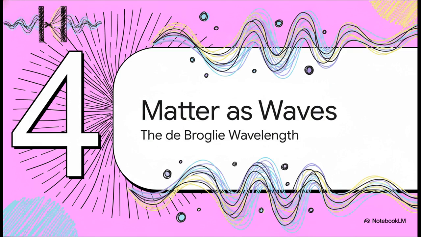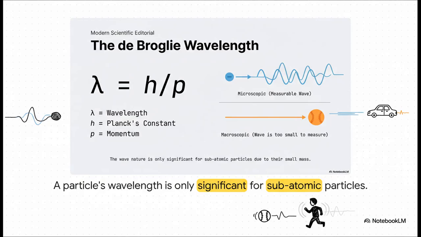And this wasn't just some abstract philosophical idea. This hypothesis led directly to one of the most fundamental and mind-bending concepts in all of quantum mechanics, the matter wave. De Broglie came up with this equation right here. It says that the wavelength of any object is equal to a special number called Planck's constant divided by its momentum. And this means everything that moves has a wavelength. An electron, a car, you, a baseball being thrown.